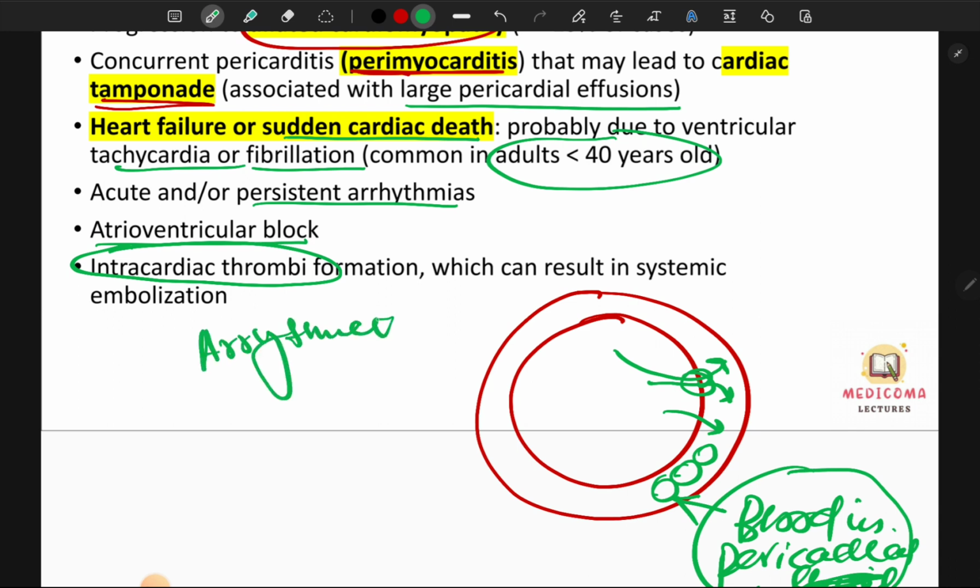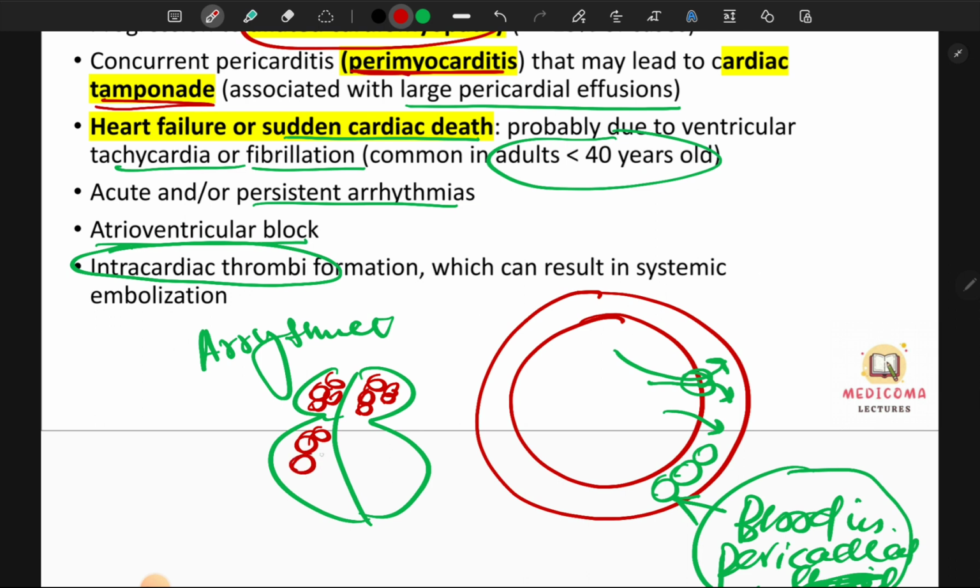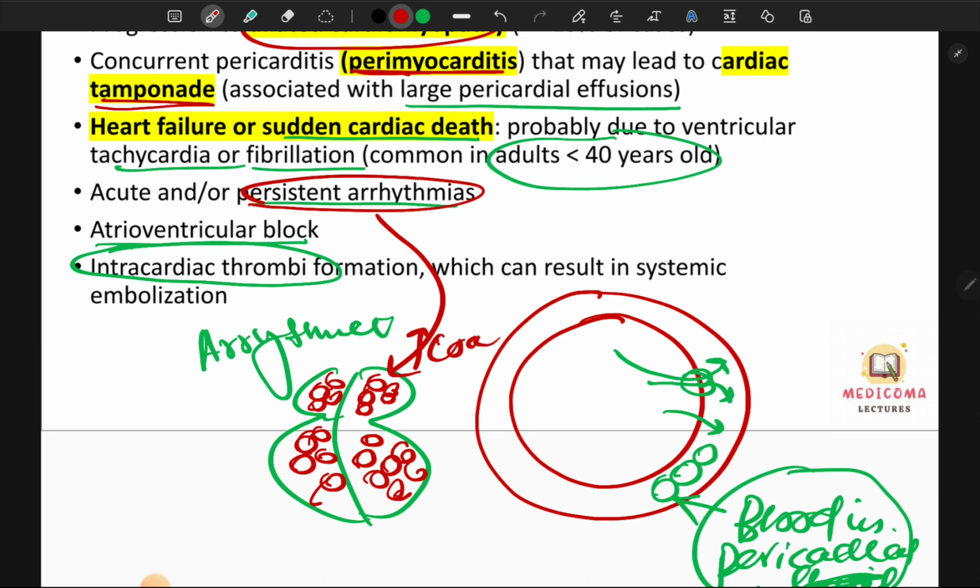arrhythmia in this condition, if this is the heart, in arrhythmia there is abnormal contraction of the heart, so there is more time for the blood to stay in the different chambers of the heart. If the blood stays for more time because of persistent arrhythmia, it will coagulate, which leads to intracardiac thrombi formation, which can occlude brain vessels and lead to stroke.